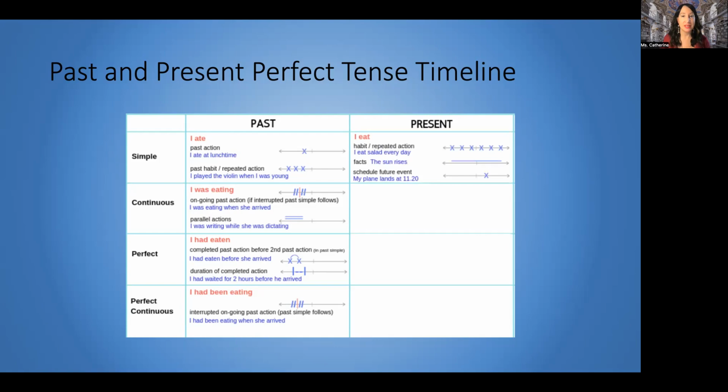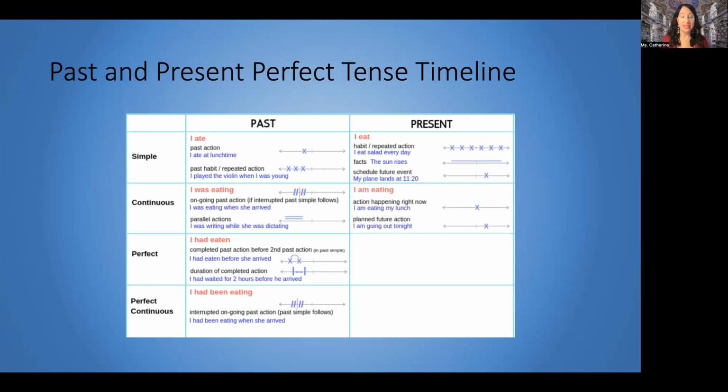The present simple, for example, is I eat. This could also be a habit or repeated action. For example, I eat salad every day. Present simple could also be facts. For example, the sun rises. Additionally, present simple could be a scheduled future event. For example, my plane lands at 11:20.